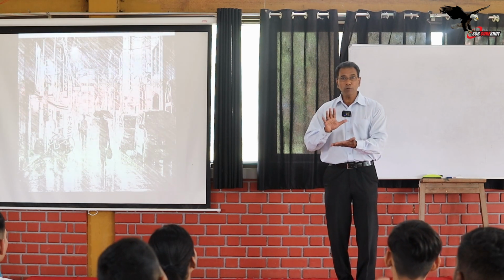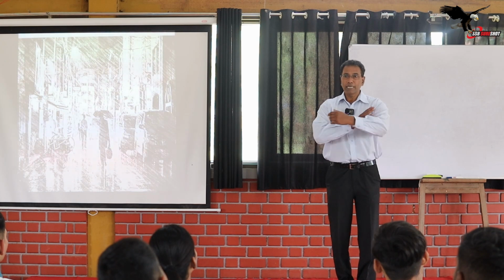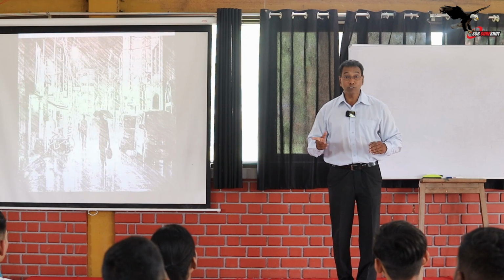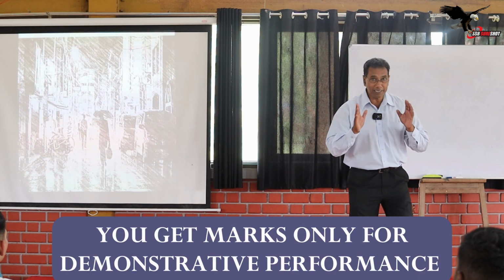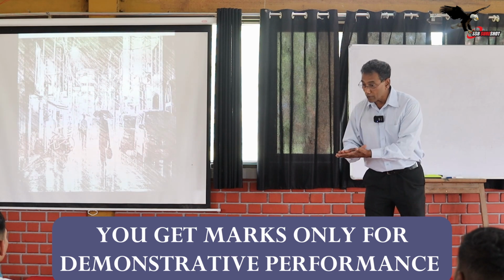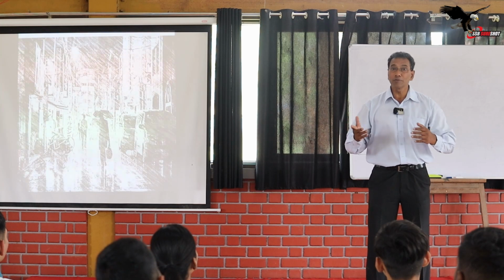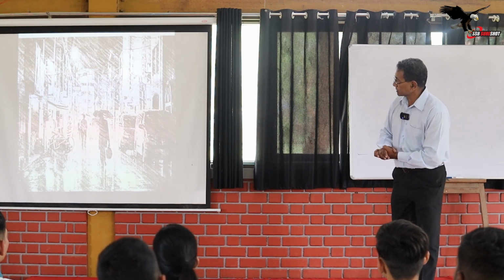So when you are told to stop writing, you should stop writing, place the pen on the table and sit like this. That shows you have actually stopped writing. It is called demonstrated performance. And you get marks only for demonstrated performance. What you demonstrate on ground, you will get marks for that. What is there in your mind? Nobody knows. Understood? So be very careful about this.